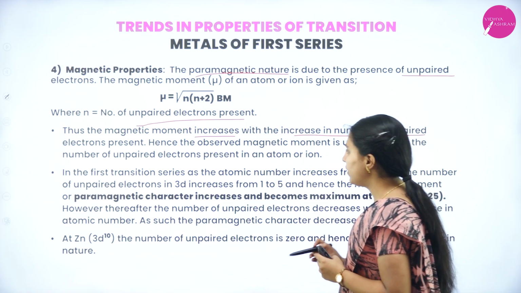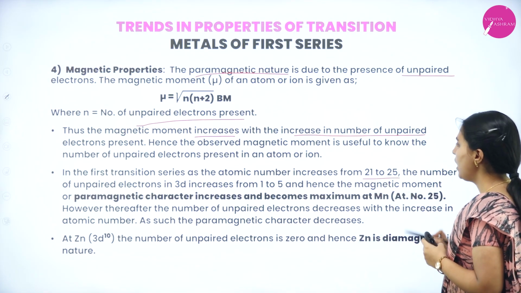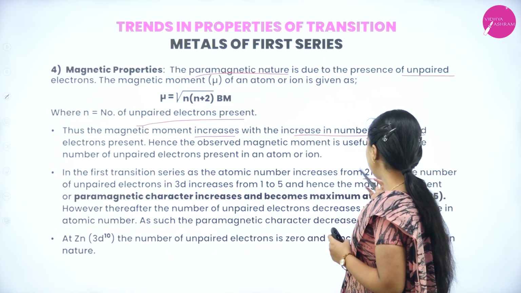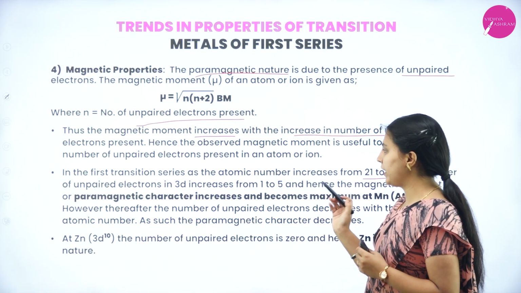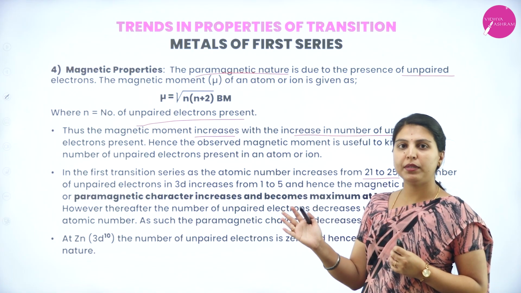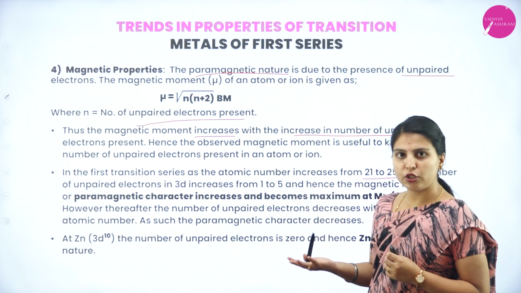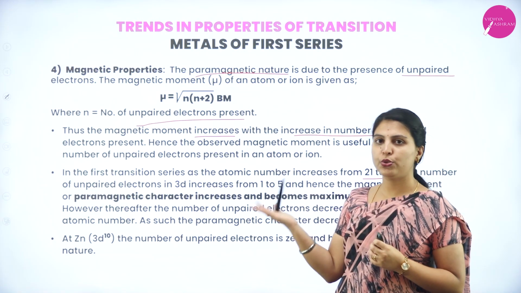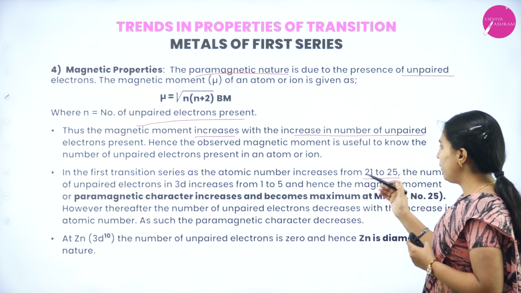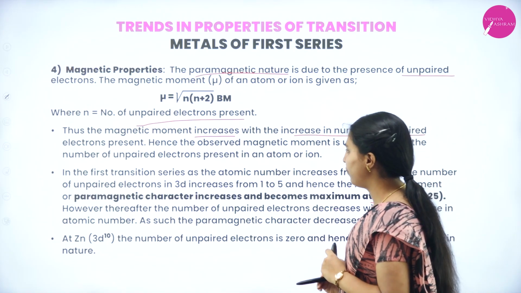In the first transition series, as the atomic number increases from 21 to 25, the number of unpaired electrons in the 3d series increases from 1 to 5, and hence the magnetic moment or paramagnetic character increases and becomes maximum at manganese. From atomic number 21 to 25, the elements have unpaired electrons and show paramagnetic nature, and the magnetic moment increases from 21 to 25 and is maximum at manganese, having atomic number 25.